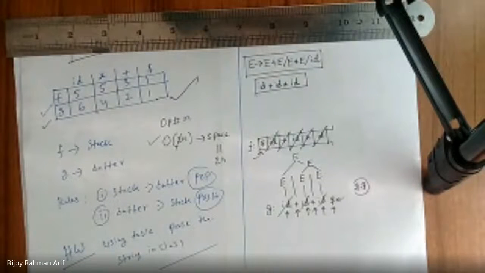Two dollars meeting each other means in compiler construction they are accepted. There is no error. All right?